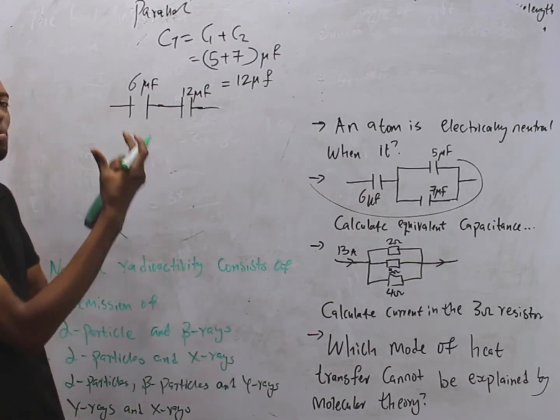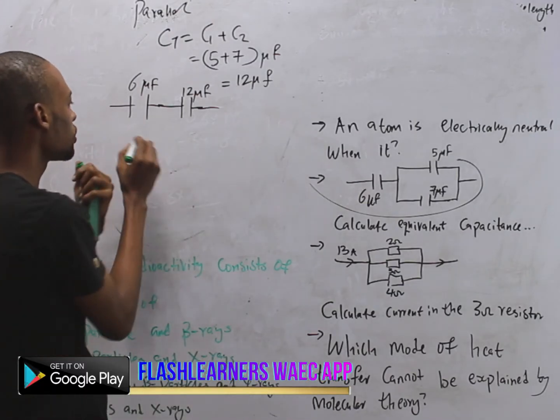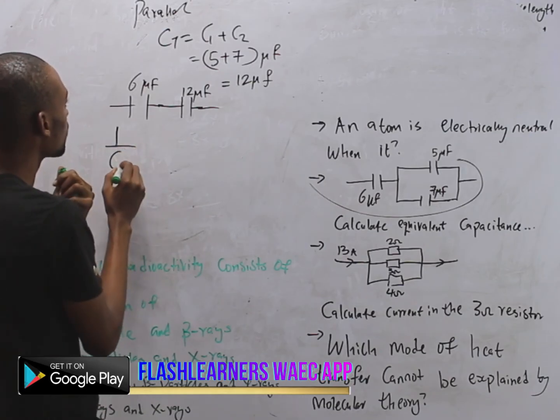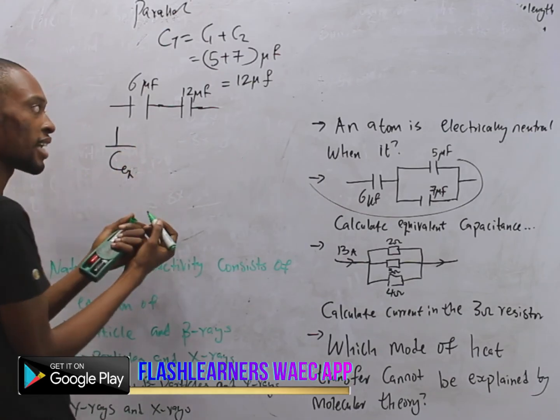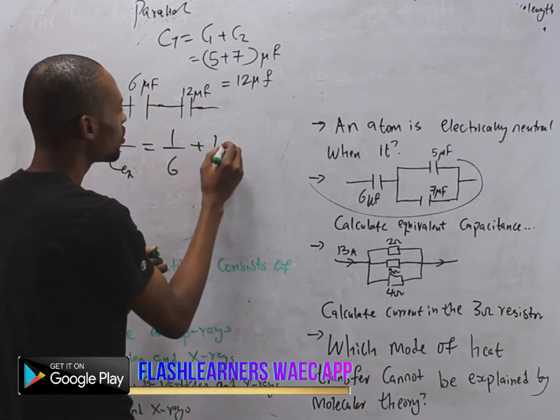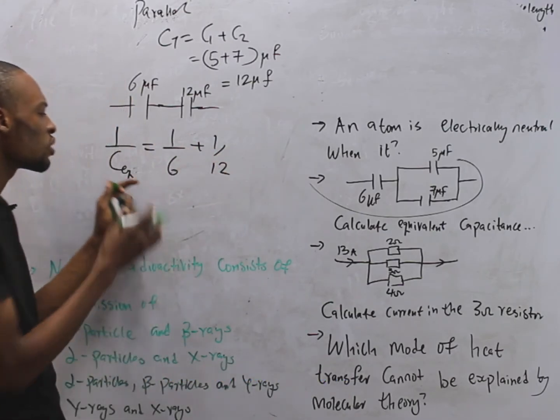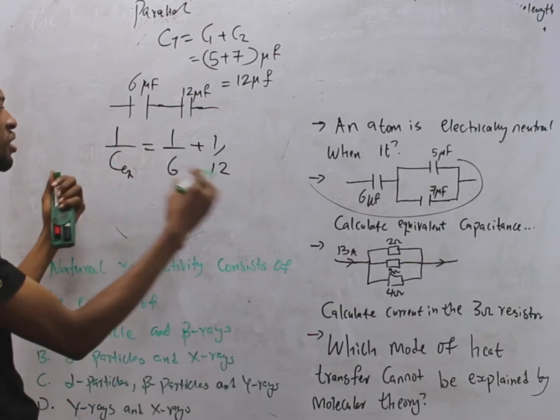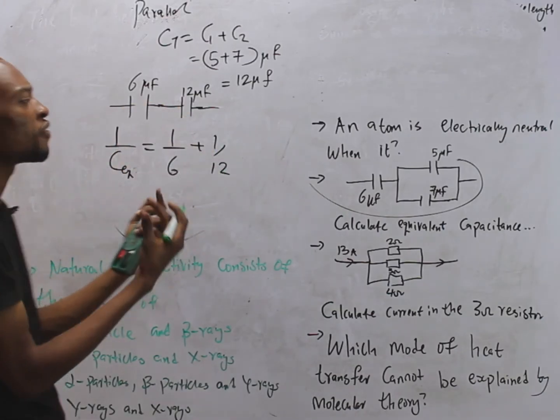So this is the new capacitor. We simply look for the equivalent capacitance, which is 1 over C equivalent, or C total, equals 1 over 6 plus 1 over 12. This is how we solve capacitors in series. And it's the opposite of resistance.